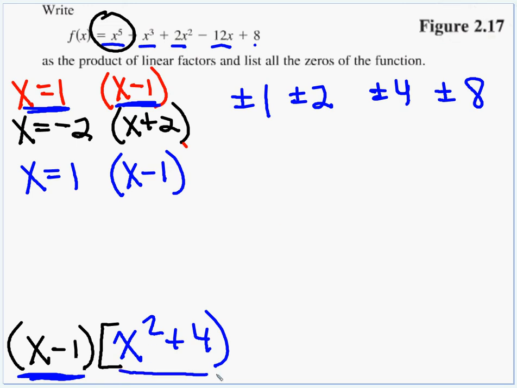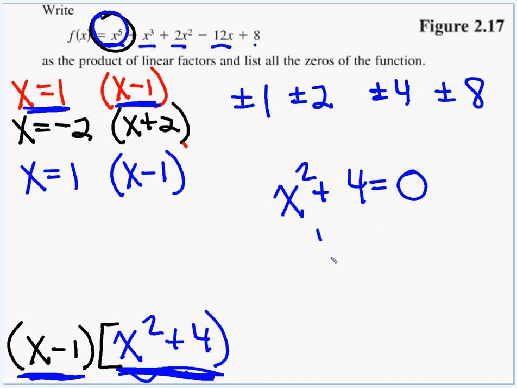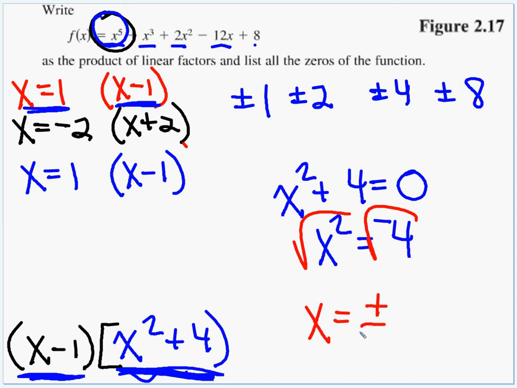And that is going to lead us to our last two solutions. Remember, it's fifth power. We should have 5. We've already got 3, including the repeater. But if I set this x squared plus 4 equal to 0, I'll subtract 4. X squared equals negative 4. And when we take the square root of each side, remember we'll always have our plus and minus, positive and negative. The square root of 4 is 2, and the negative will come out as imaginary. So plus and minus 2i.